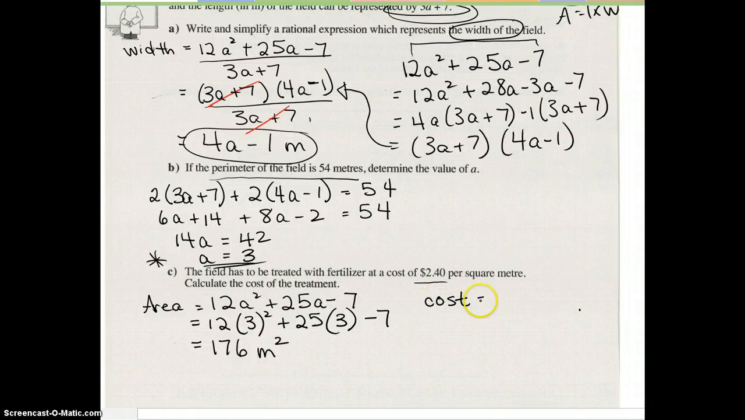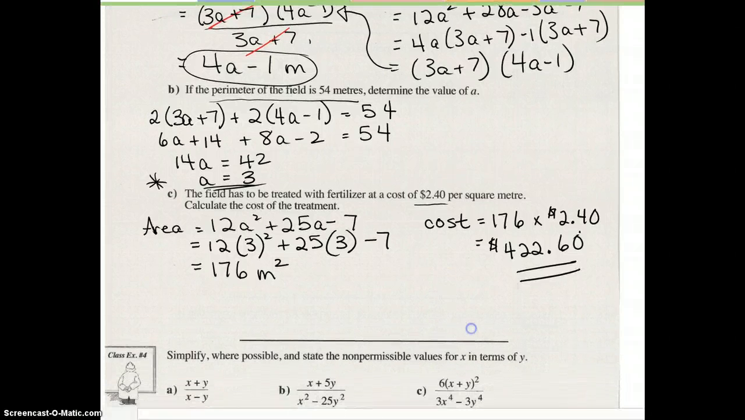And the cost, they said, was $2.40 per square meter. So if I have 176 square meters, I'm just going to multiply that by $2.40. And when I do that and put it into my calculator, I end up with $422.60. And there is the answer to that question.